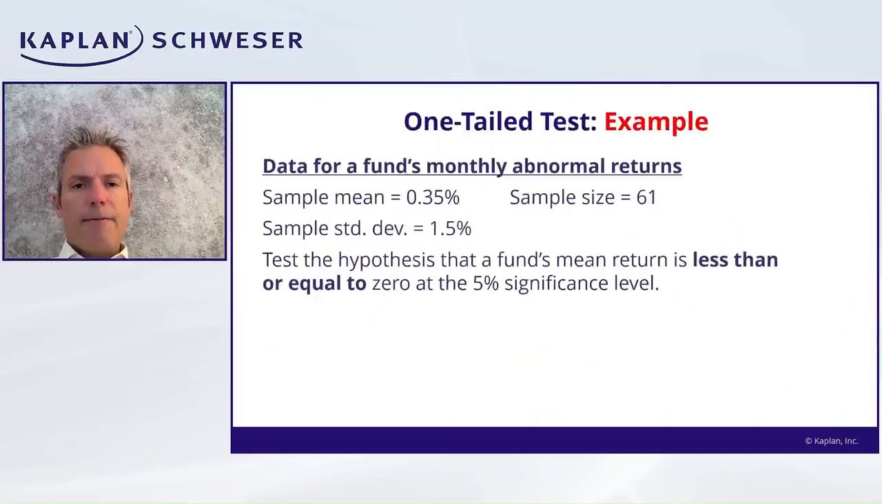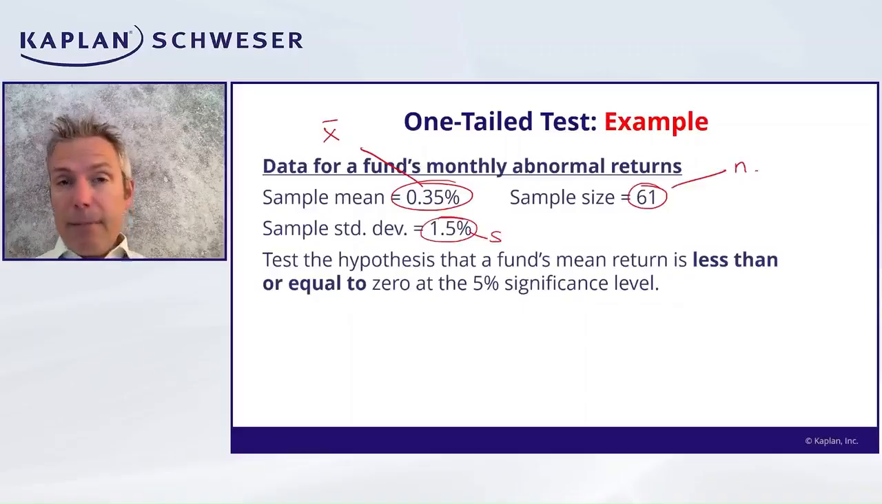You've got some data for a fund's monthly abnormal returns. Sample mean is 0.35, so that's X bar. Sample standard deviation 1.5, that's S. Sample size 61, that's your N. Your labeling up is very important at this level, by the time you get to this stage, because it helps you to put together the relations that you're going to be using.